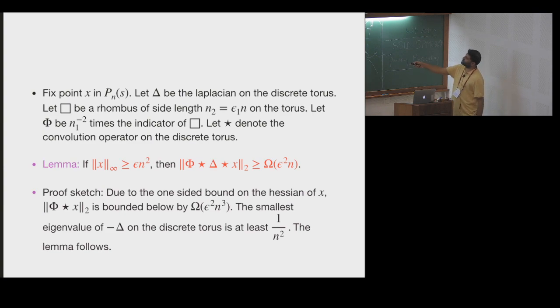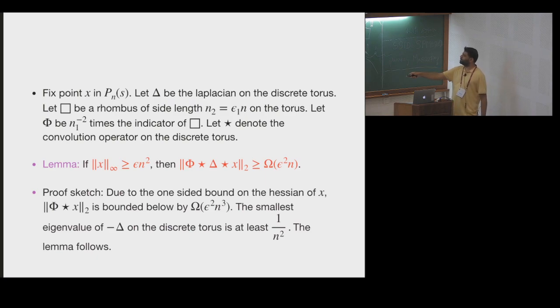Okay, so this was that. This is fixing a point here. Delta is the Laplacian on the discrete torus. This box is a rhombus of size n2, and phi is basically the indicator of this box divided by n1 squared. So the lemma is that if the L infinity norm of this thing is big, then the L2 norm of this convolution is also somewhat large.